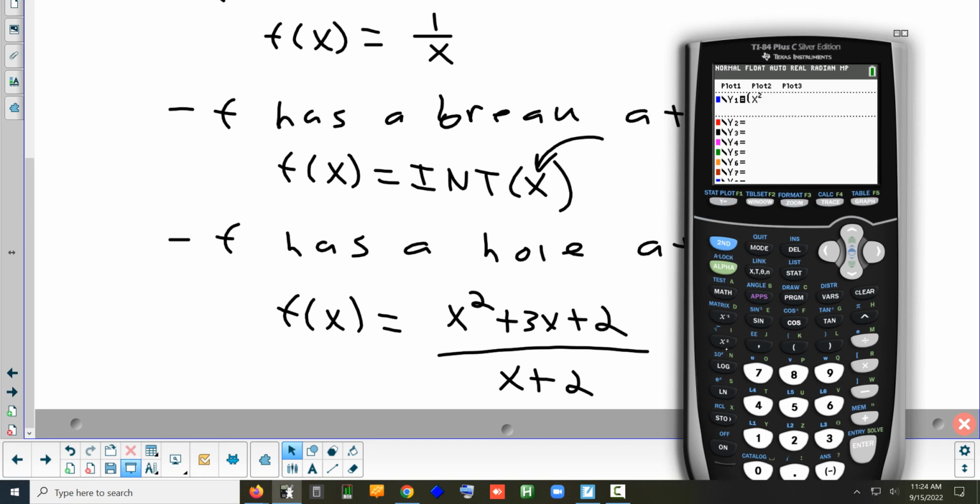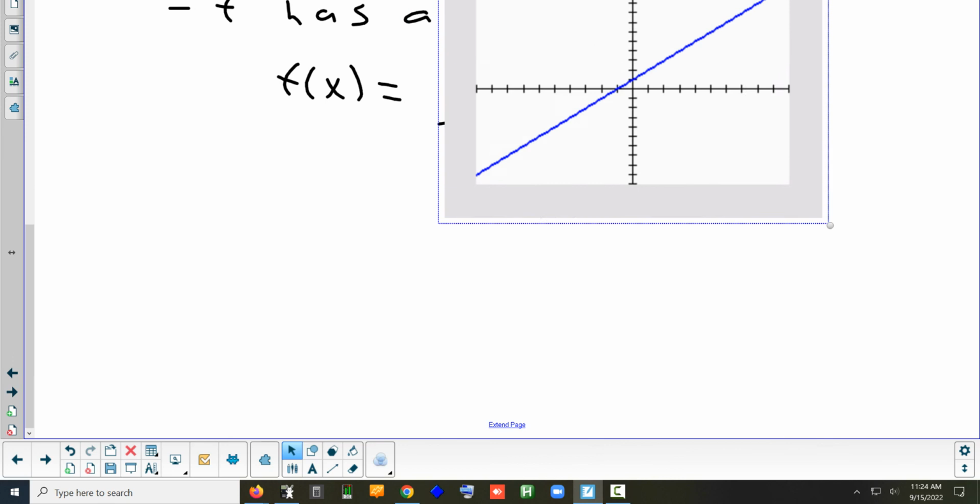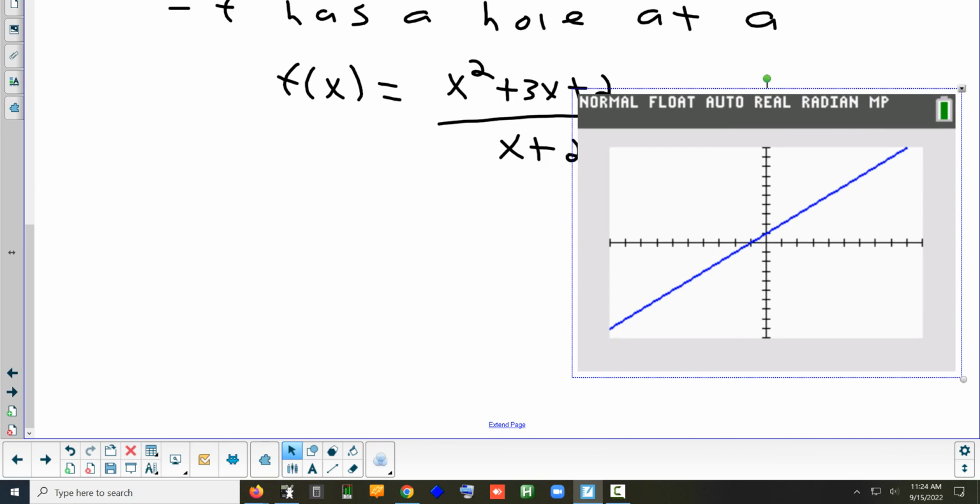So let's type in x squared plus 3x plus 2 divided by x plus 2. What value are you not allowed to use for x here? Negative 2. Let's hit graph and watch what happens. Didn't skip a beat, just kept drawing. Did the graph show anything weird happening at negative 2? No. Negative 2 is right here.